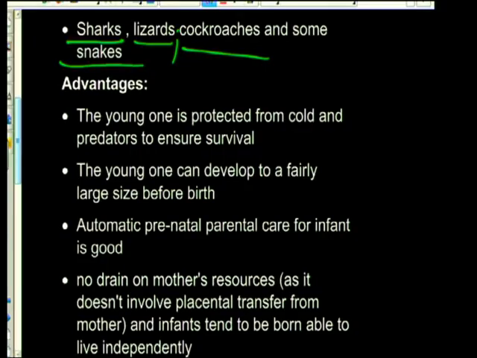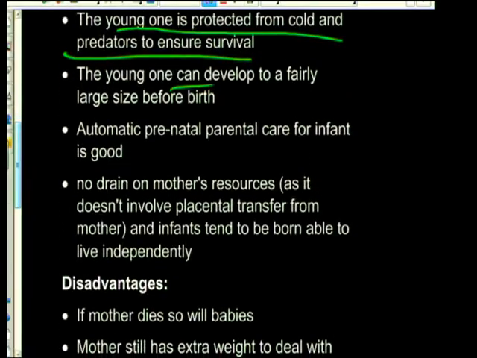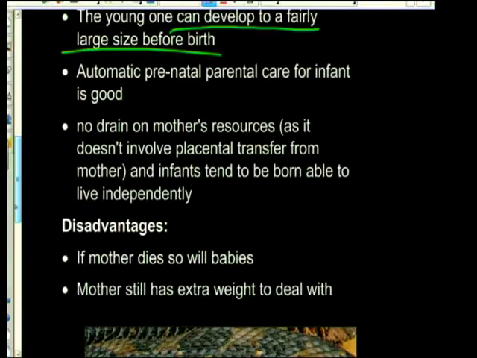Advantages: the young is protected from cold and predators to ensure survival, similar to viviparous. The young one can develop to a fairly large size before birth because it's kept inside the mother. There is some prenatal care for the infant, which is good for the child. No drain on the mother's resources because there's no connection between the embryo and the mother. The mother is not providing anything for this egg apart from keeping it inside its body.